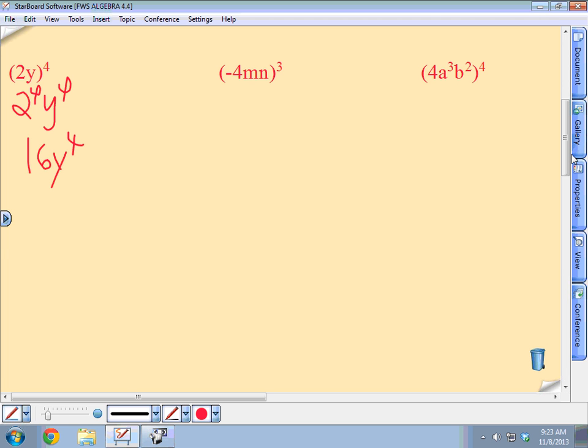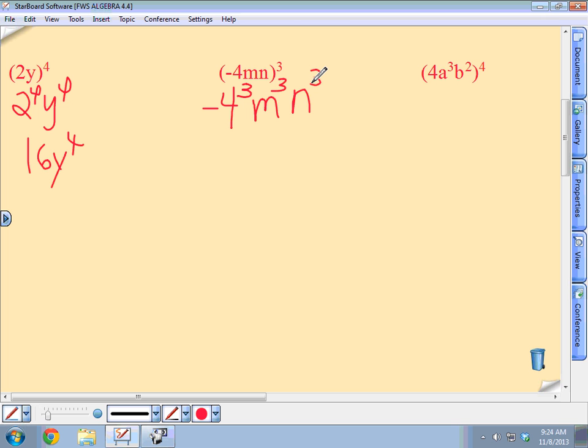I'm sorry? Not negative 12. You have negative 4 raised to the third power. And then what? M raised to the third power. And then what? I have a question.